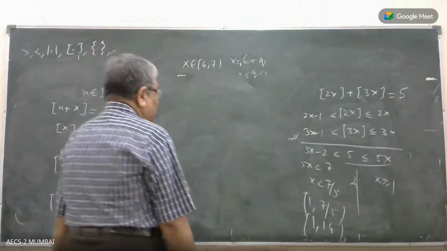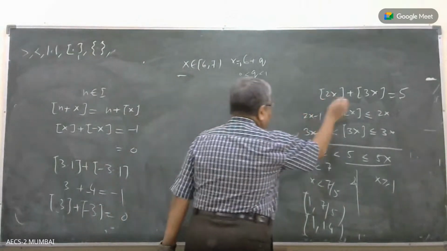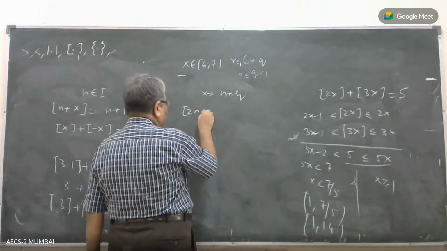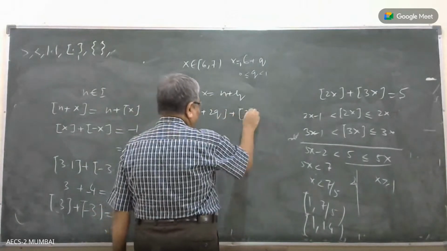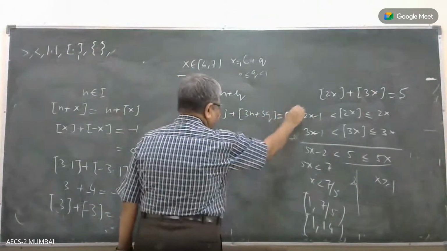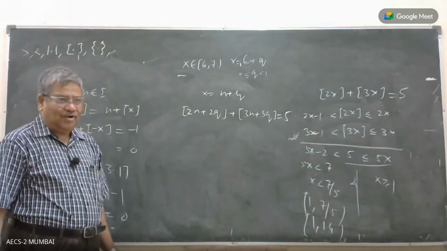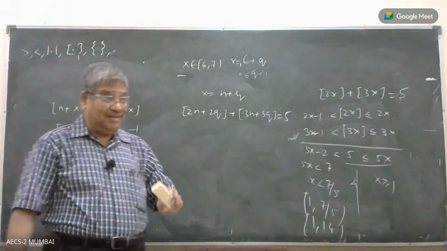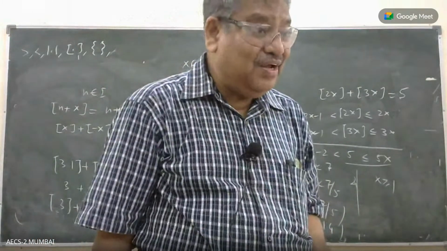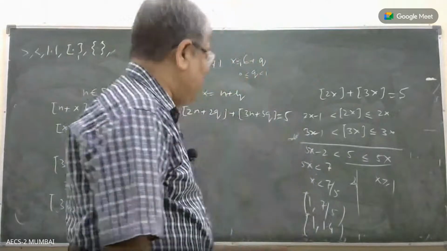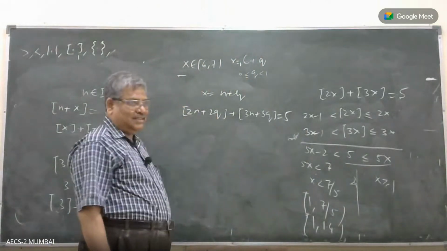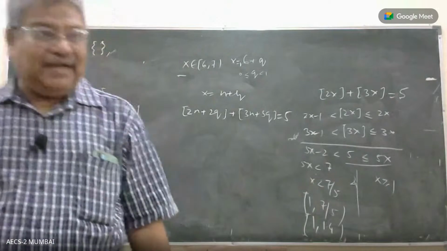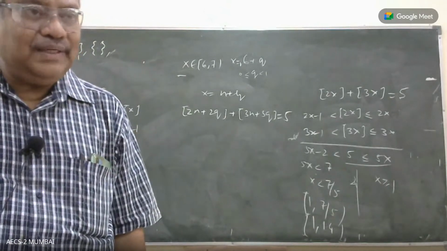Now let us do this. See this. So if you put x equal to n plus q, now you see this. This 2n plus 2q will be 2n or 2n plus 1. It will depend on whether q is less than half or greater than half. Suppose q is 0.6. If q is 0.6, this will be 2n plus 1. Now, the interior part will be 2n plus 1. And if q is 0.4, it will be 2n.